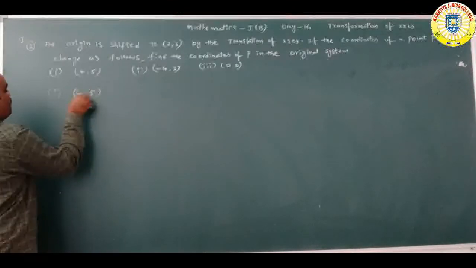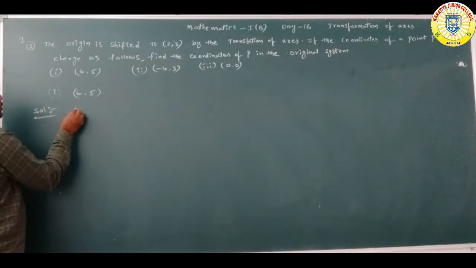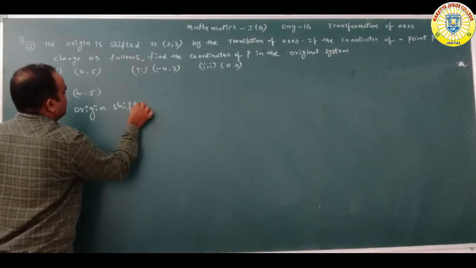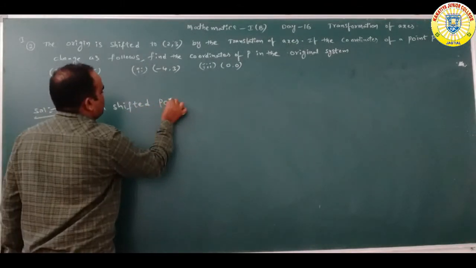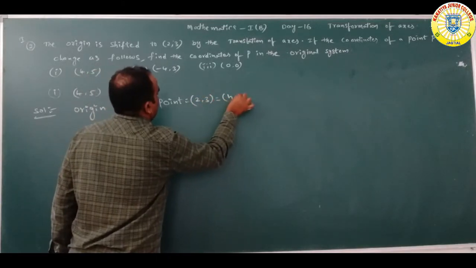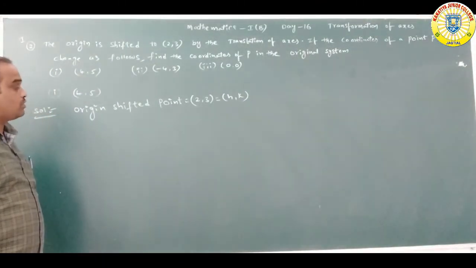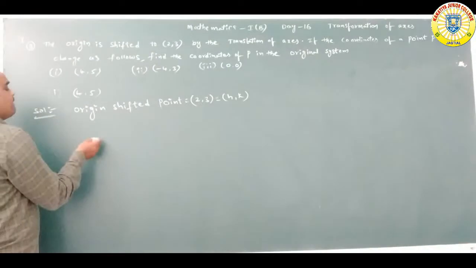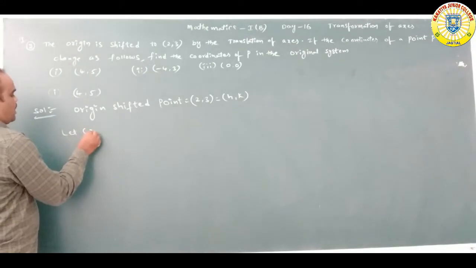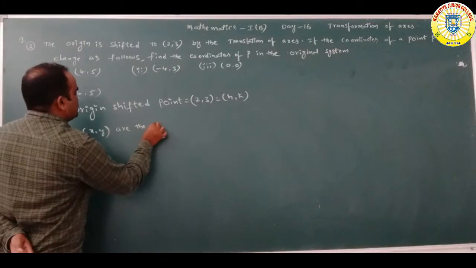First, what is given? Solution. Origin shifted point is 2, 3, which is equal to h, k. Next we are finding the original coordinates. Let small x, small y be the original coordinates.